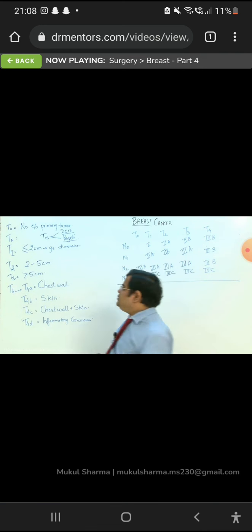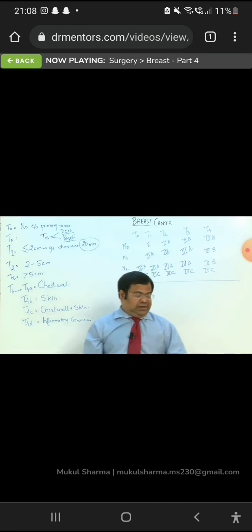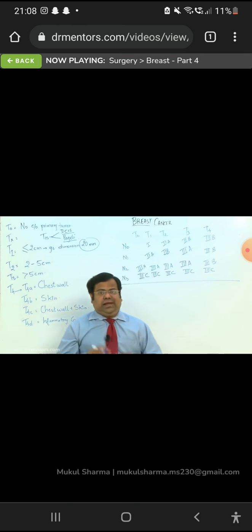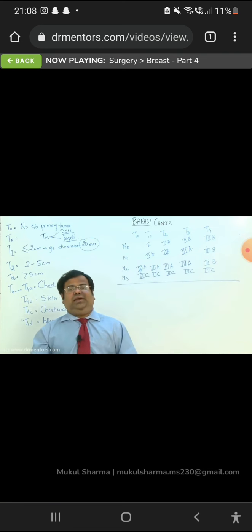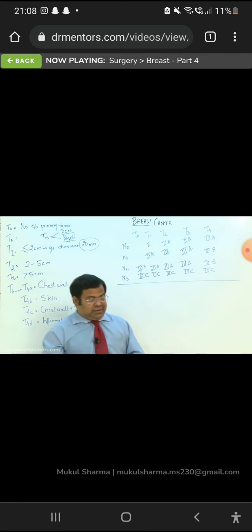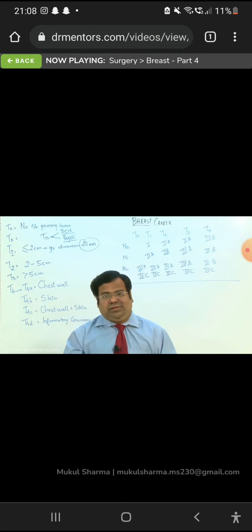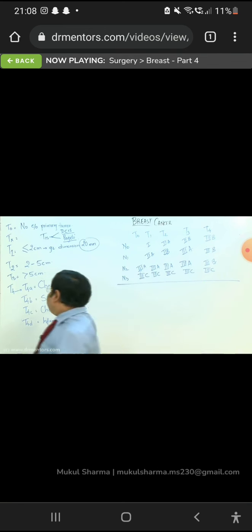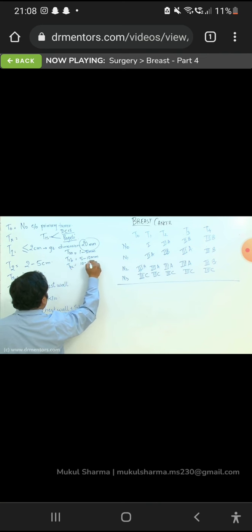What is the latest modification in the latest AJCC? T1 is 20 millimeters, that is 2 centimeters. They further divide it into a microscopic variety, A variety, B variety and C variety. T1a is up to 5 millimeters in size, sorry, 1 to 5 millimeters. T1b is 5 to 10 millimeters. T1c is 10 to 20 millimeters. And T1 microscopic is less than or equal to 1 millimeter.